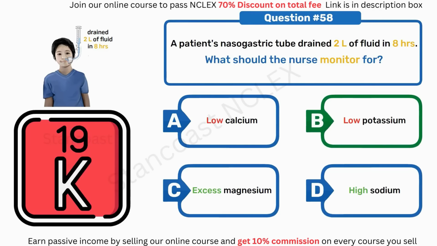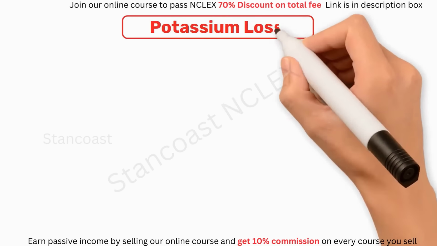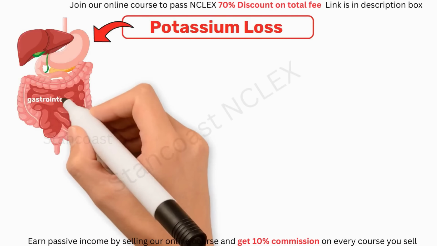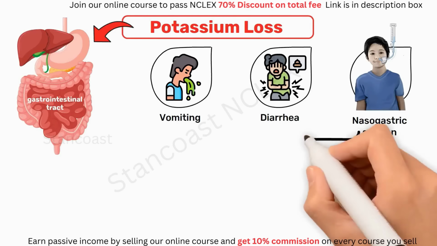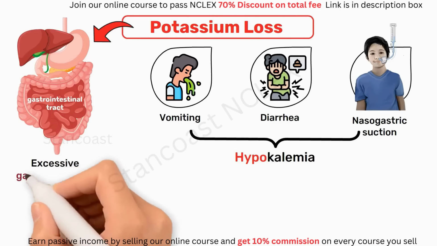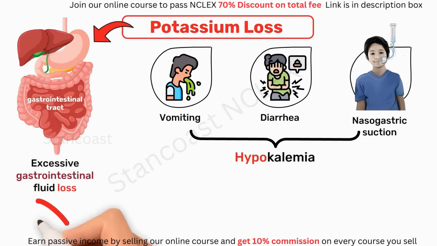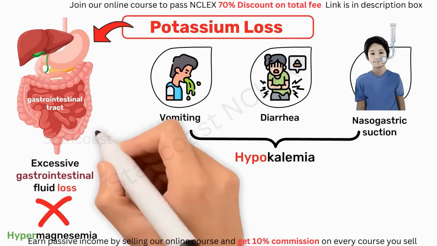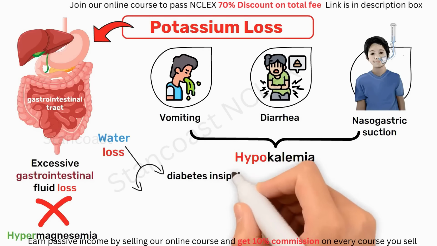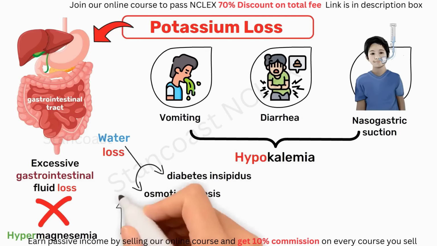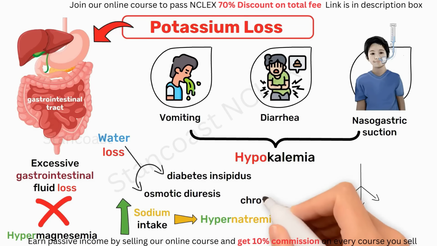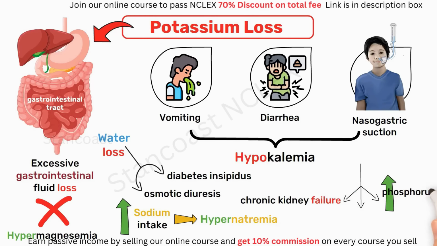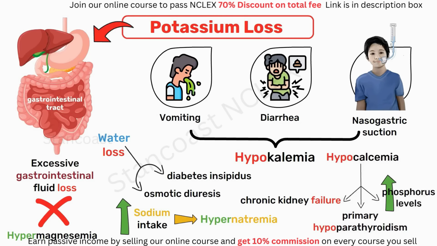Option B is correct. Because potassium loss often occurs from the gastrointestinal tract due to vomiting, diarrhea, or nasogastric suction, leading to hypokalemia. Excessive gastrointestinal fluid loss doesn't cause hypermagnesemia. Water loss, like in diabetes insipidus or osmotic diuresis, or high sodium intake can cause hypernatremia. Factors like chronic kidney failure, high phosphorus levels, and primary hypoparathyroidism typically lead to hypocalcemia.